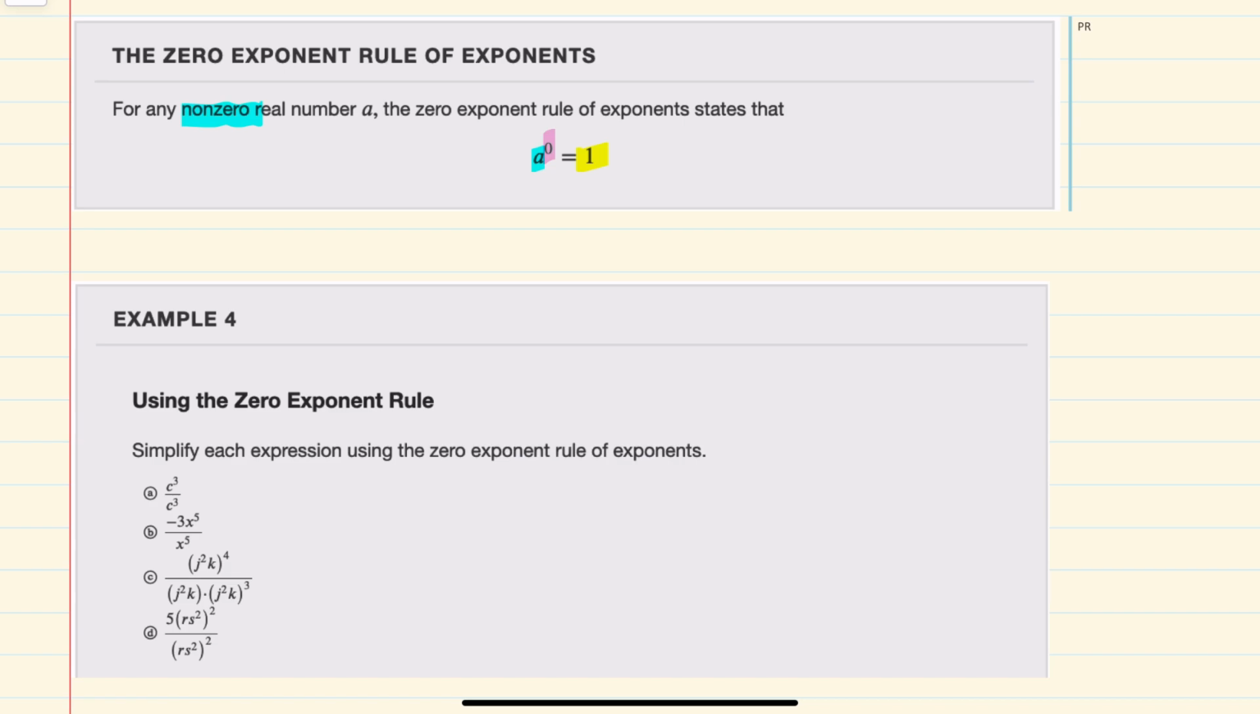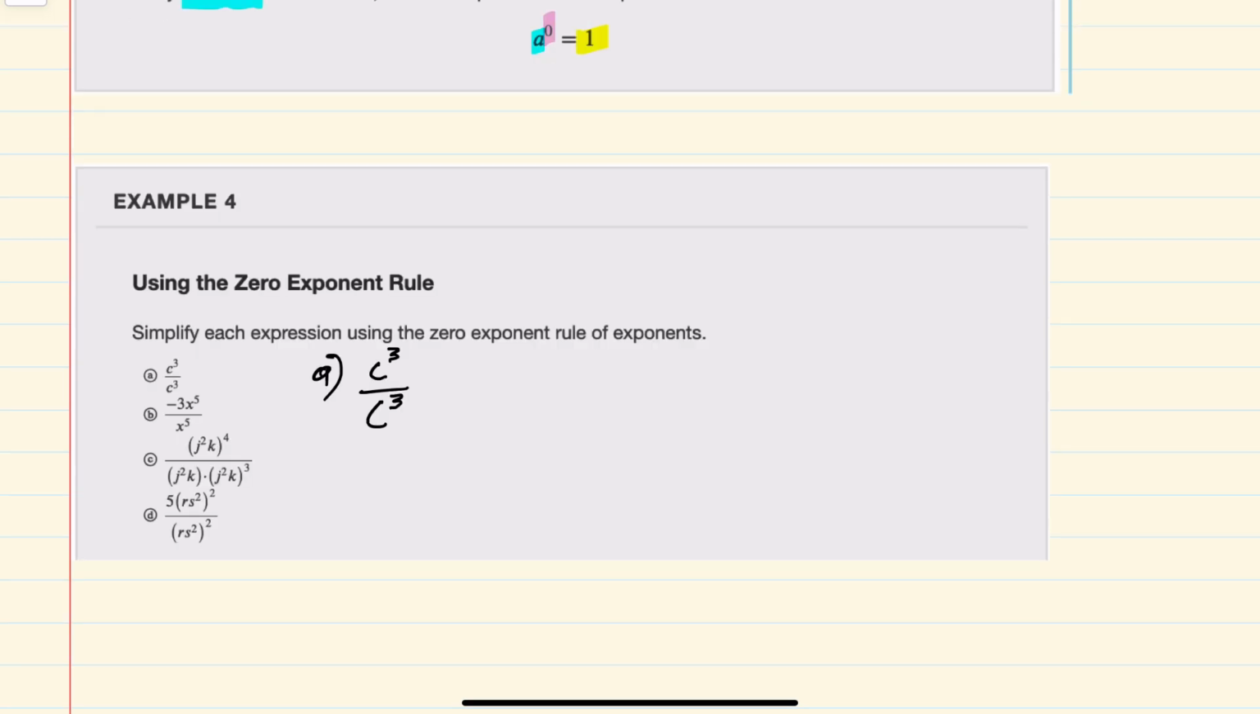And since we're taking a base raised to a power and saying that that's equal to 1, this will often lead to a lot of simplification in an expression. And I'll start here with example A, where we have c to the third over c to the third. The quotient rule says that when we have a base raised to an exponent divided by that same base raised to an exponent, we can keep that base, and our new exponent will be the power of the top minus the power of the bottom.